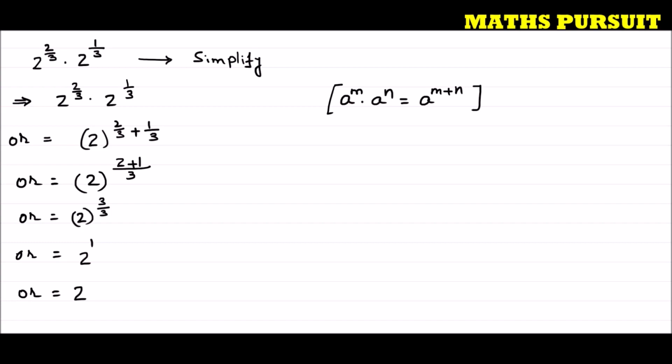So guys, what we got? We got our answer as 2. The given expression was 2 to the power 2 upon 3 into 2 to the power 1 upon 3, and when we simplified it with the help of the identity a to the power m into a to the power n is equal to a to the power m plus n, we got our answer as 2.